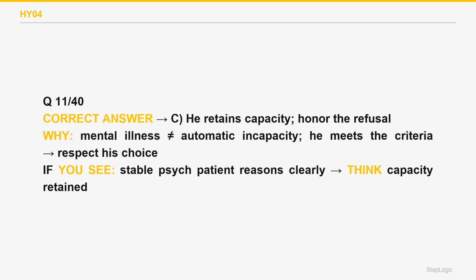The correct answer is C. Psychiatric illness does not by itself remove capacity. A stable reasoning patient can still make valid decisions. Choice A is wrong. Overriding him simply because he carries a mental illness label substitutes the diagnosis for an actual capacity assessment, which is not permitted. Choice B is wrong. He retains capacity, so honor the refusal.